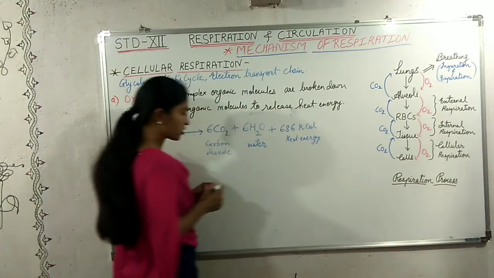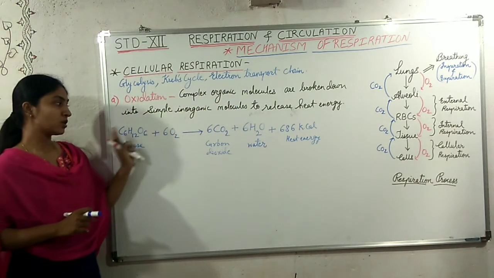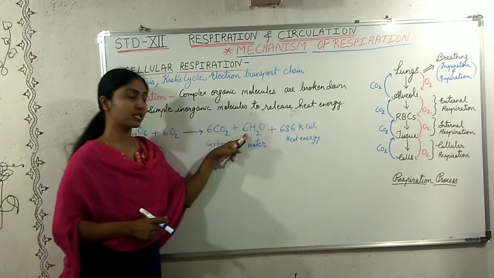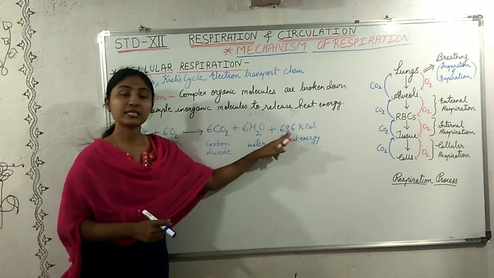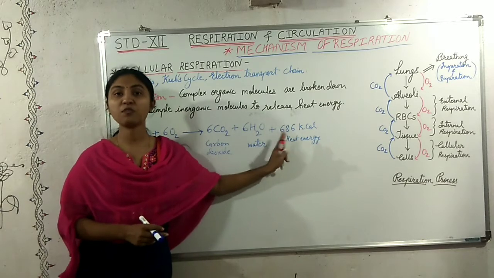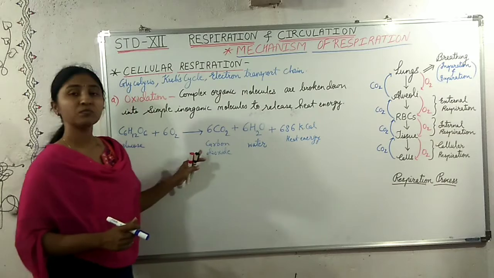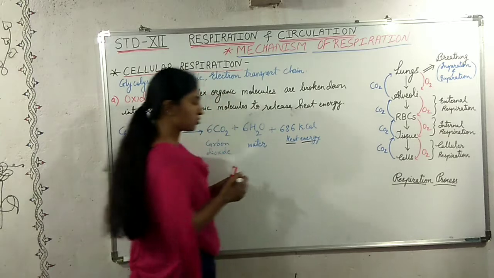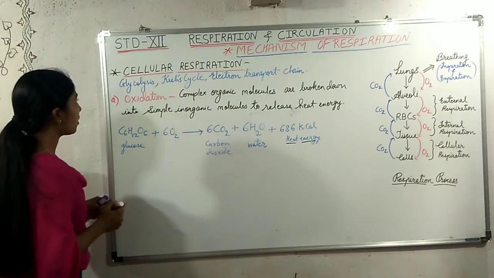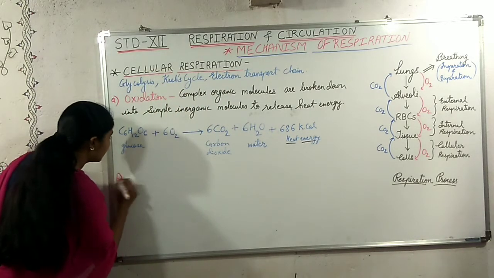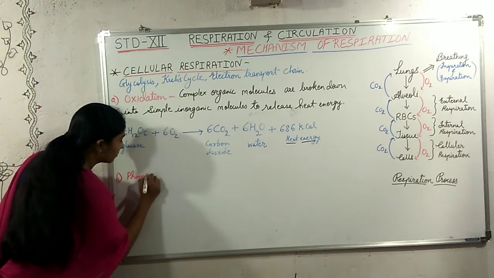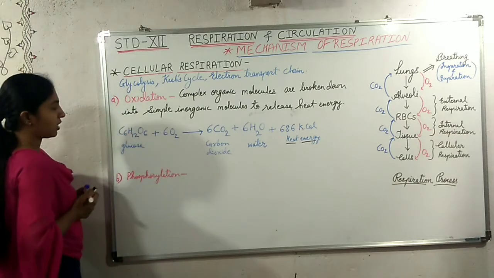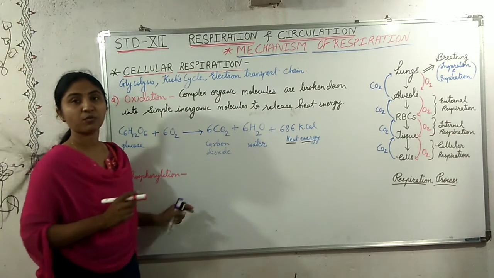So here in oxidation what happens? The glucose combines with oxygen to give 6 molecules of carbon dioxide, 6 molecules of water, and 686 kilocalories of heat energy. This heat energy is released over here. Now the second step of cellular respiration, that is phosphorylation.